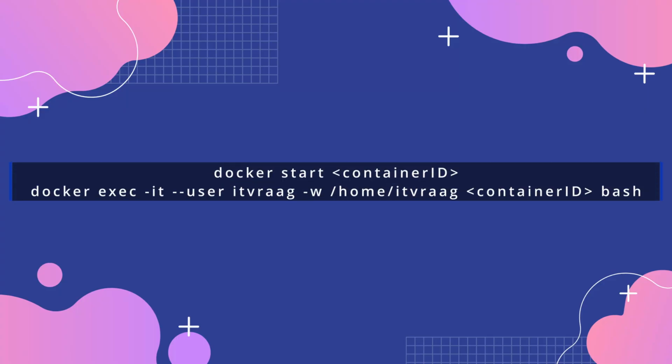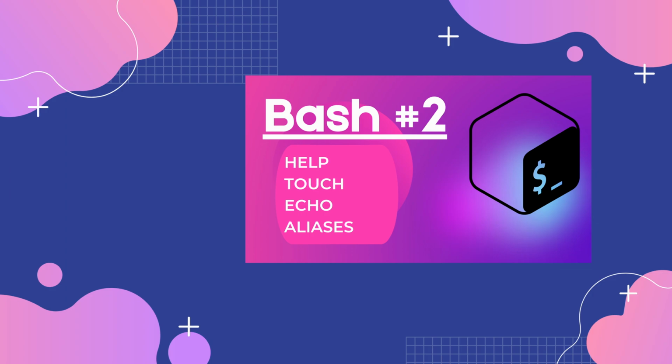You can also start the shell of a container with a different user than root, and also define which directory to start in by using the following parameters. You can also add this to the list of your aliases to run it faster.